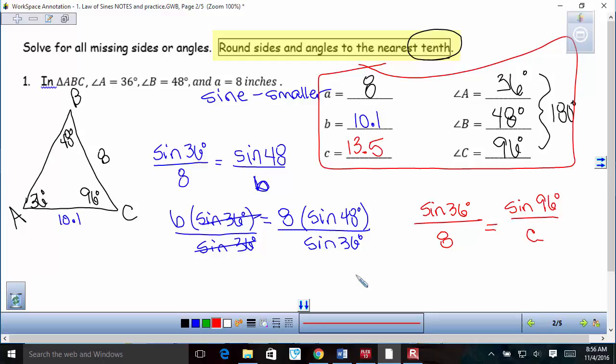Oh, you have to do cosine and tangent here? There's not a law of tangents. It's just law of sines and law of cosines. Oh, right. I remember that. Any questions on the process? All right, let's do number 2.